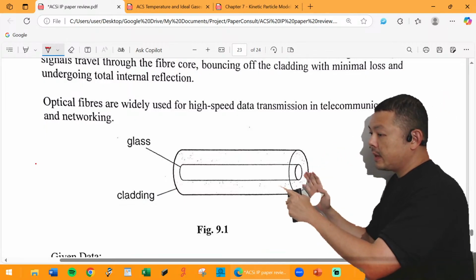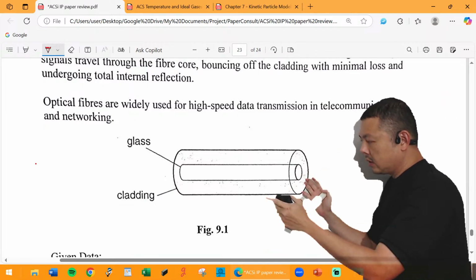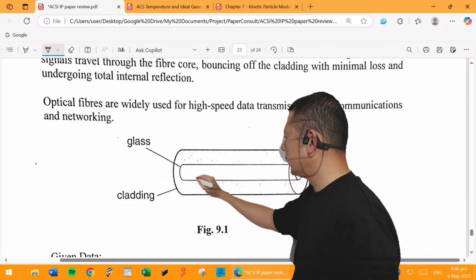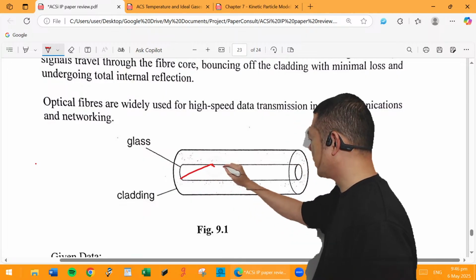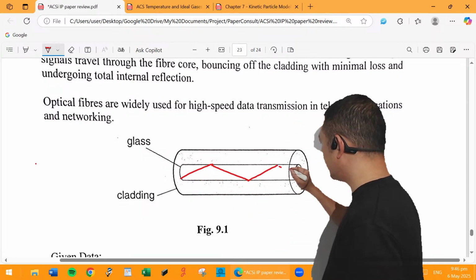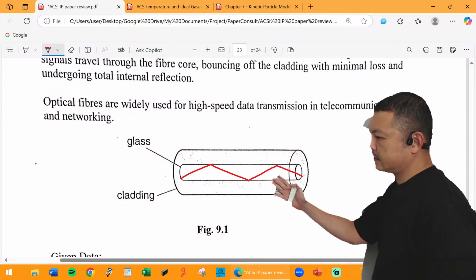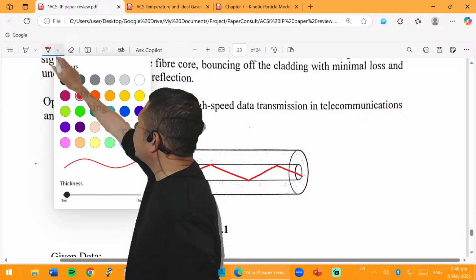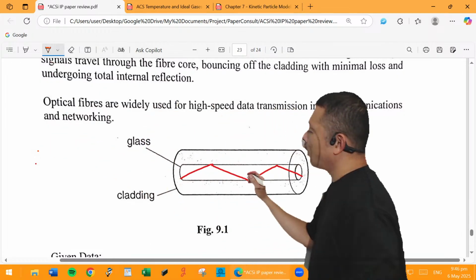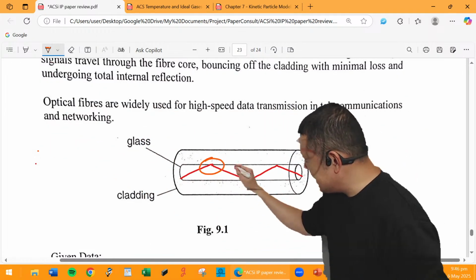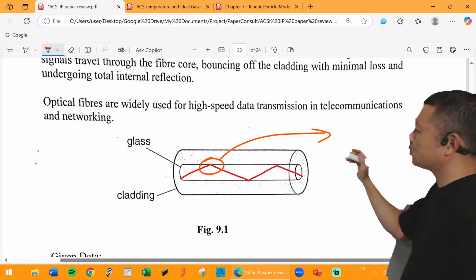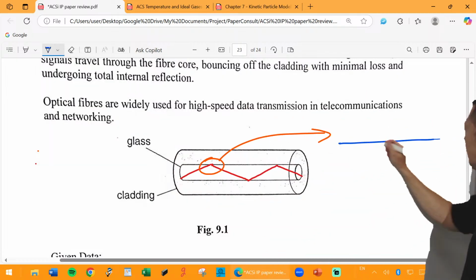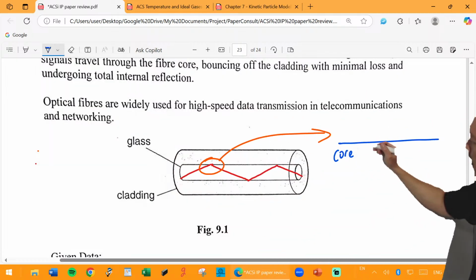This is optical fiber. Where is the light signal traveling? Yeah, traveling through the core. So the light is doing this. What is the light doing? Correct, it's doing TIR. So what they meant by core cladding interface is this part here, right? So I zoom into that part. So this is the core and this is the cladding.